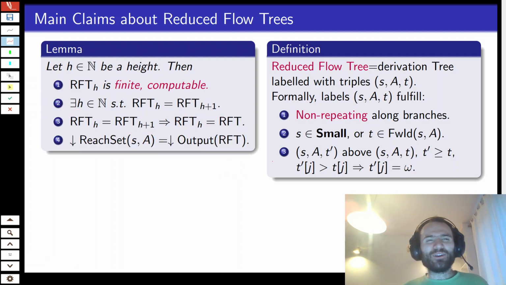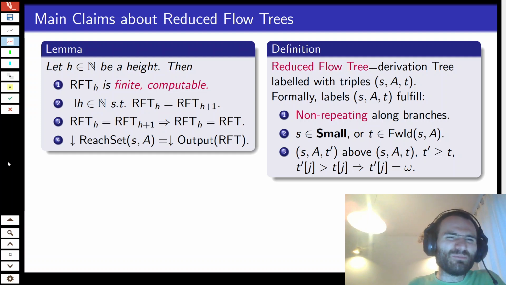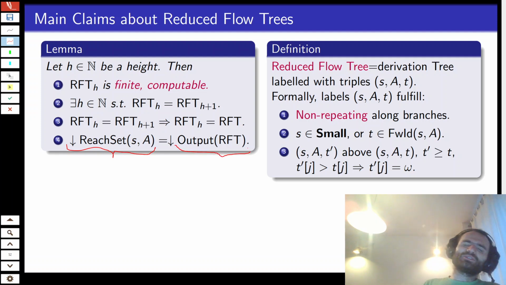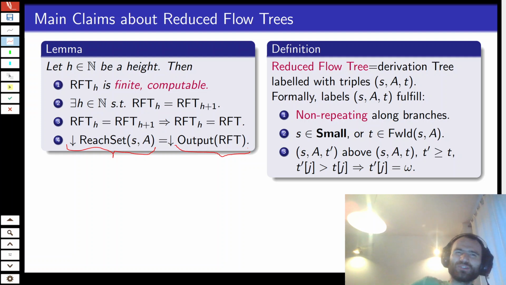Okay, and now the fourth condition is the one you probably waited for. You can compute the downward closure of the reachability set by looking at the outputs of reduced flow trees. Namely, the downward closure of the reachability set is exactly the downward closure of the outputs of the reduced flow trees. This is not very surprising. I mean, reduced flow trees essentially simulate every single possible derivation tree. We just accelerate them a little bit. Okay, so also this is not too hard.